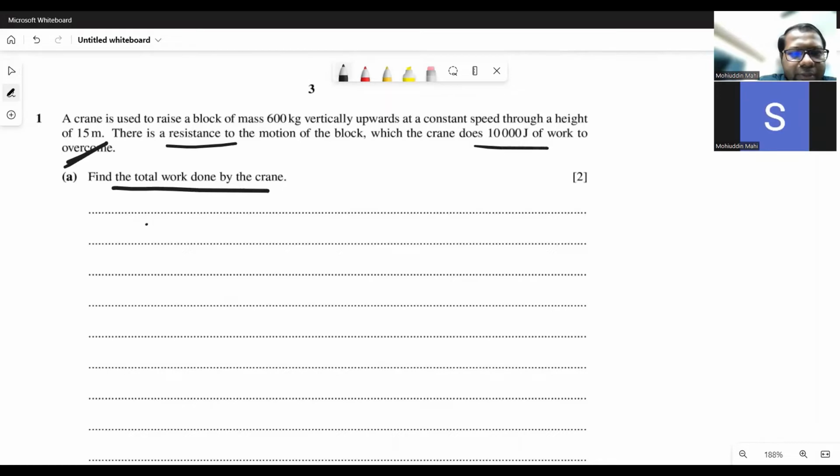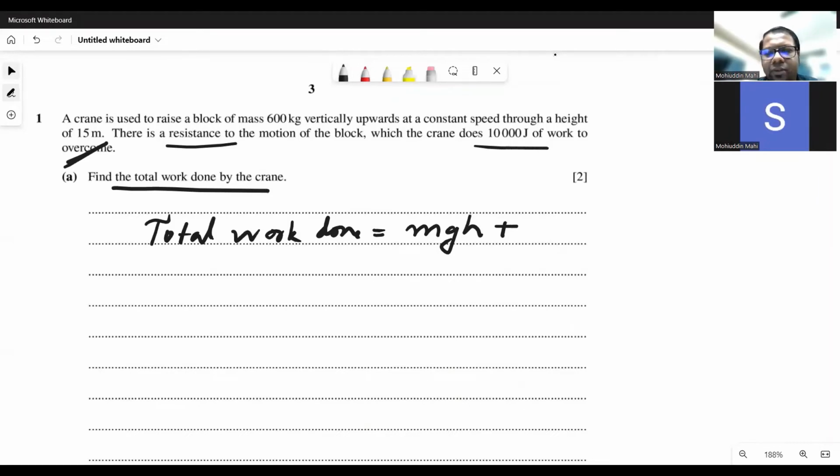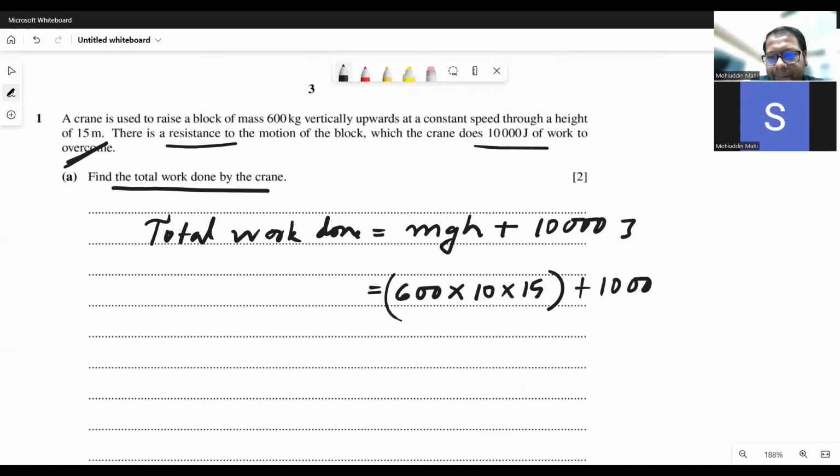So total work done will be gain in gravitational potential energy because the crane is moving the object to a certain height. So gravitational potential energy is mgh, and at the same time, to overcome the resistive forces, the crane is doing an extra work of 10,000 joules. So mass is 600 kg, value of g is 10, h is 15. So total energy is 1 lakh joules. Okay, so that's very simple.